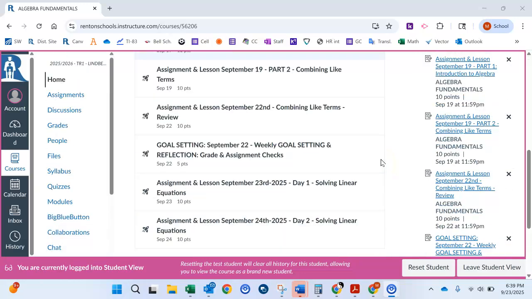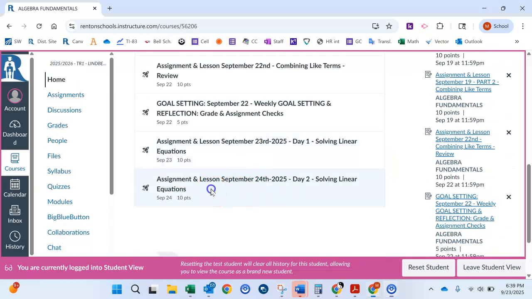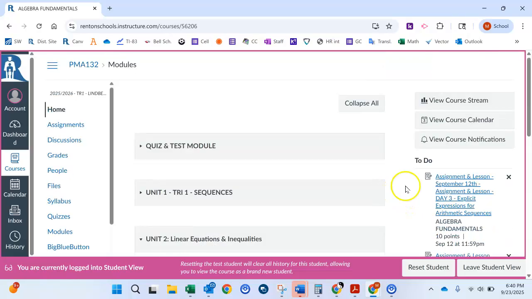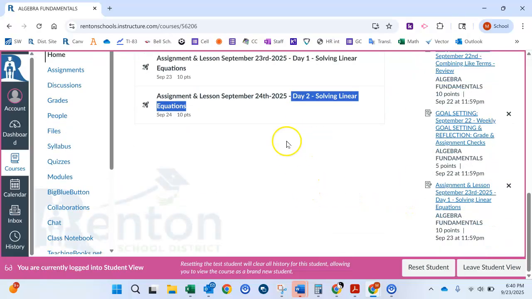Hello, today our assignment is day number 2 of solving linear equations at the bottom of the home page, September 24th, if you're watching the video, but it may be a different date. It's going to be day 2, solving linear equations. So let's go ahead and open that.